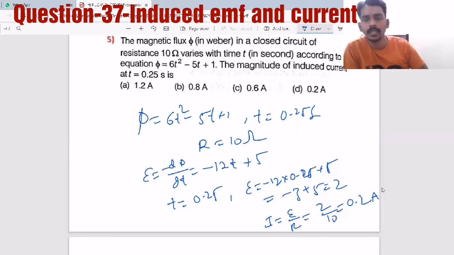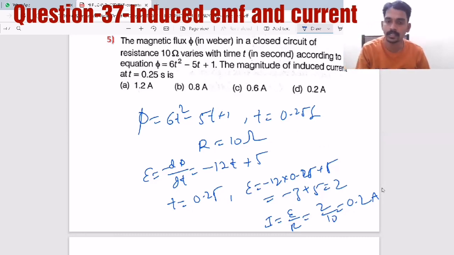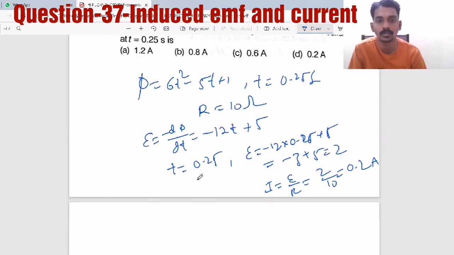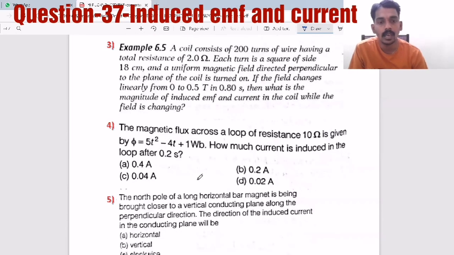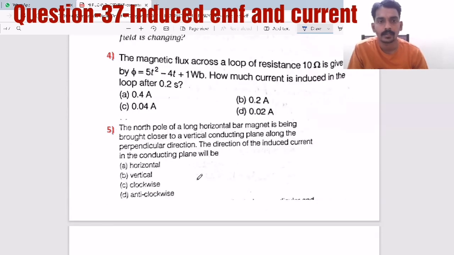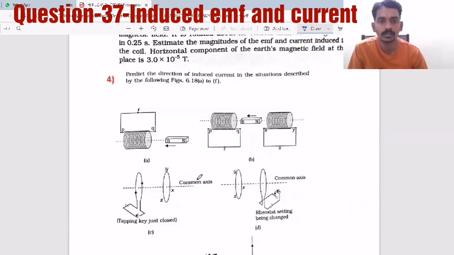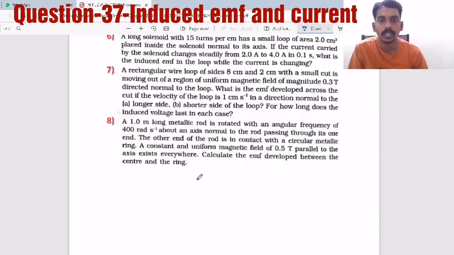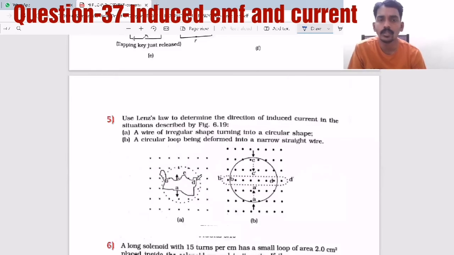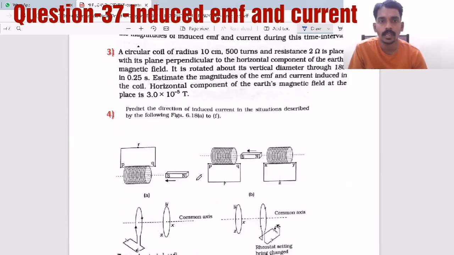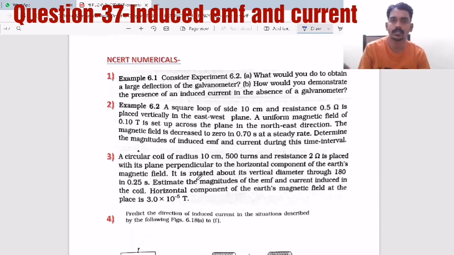So this is the way you can understand and you can solve the questions based on Faraday's law and Lenz law. And one of the very important, because a lot of questions they have given from NCERT also. I have given all the assignment questions. See, 5 assignment questions I have given. Also I have given all the NCERT questions. See, let's see. See, 1, 2, 3. So there are 8 questions based on the same topic in NCERT. So you can understand the importance of this topic and please try to solve each and every question.